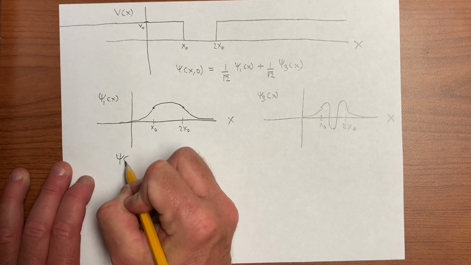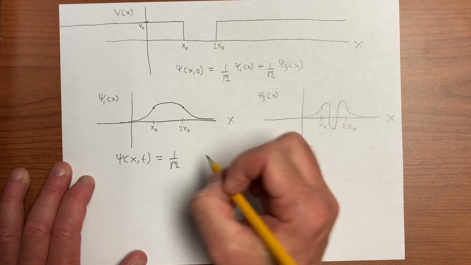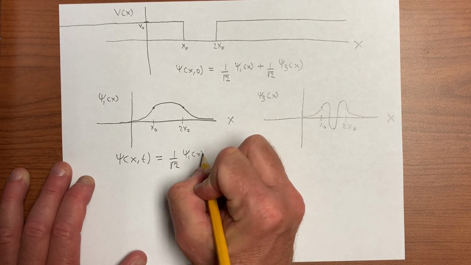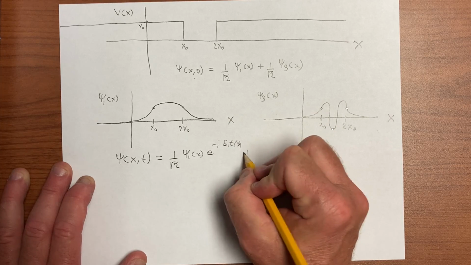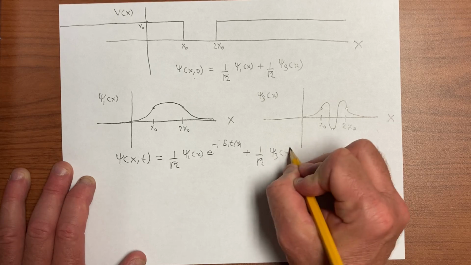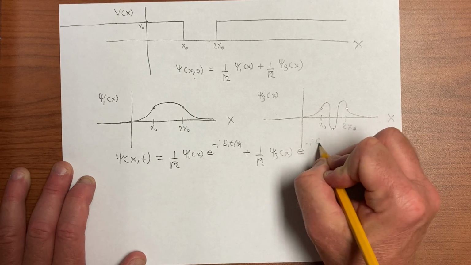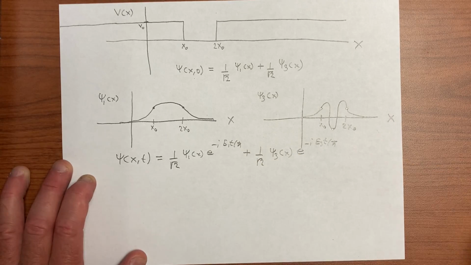So psi of x and t is 1 over root 2 times psi 1 of x, e to the minus i E1 t over h bar, plus this one for psi 3 of x. And what E1 and E3 are.